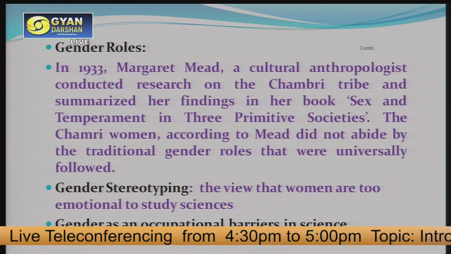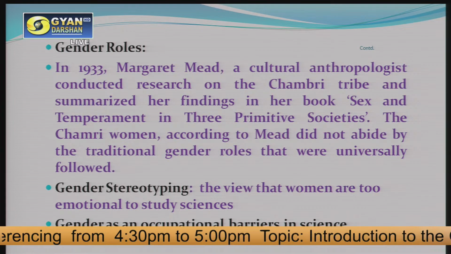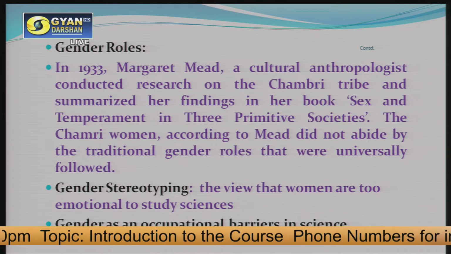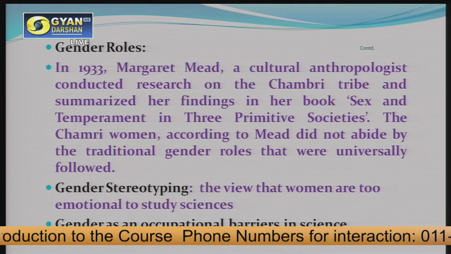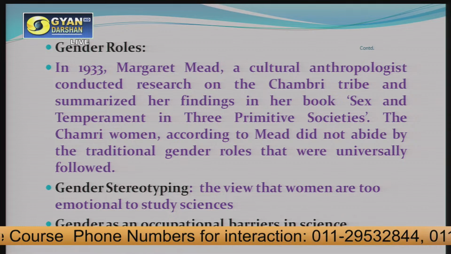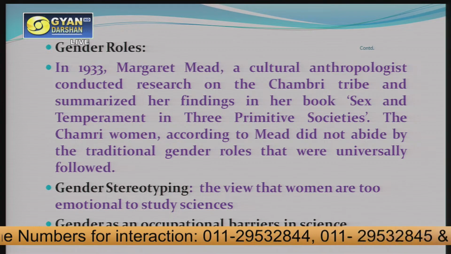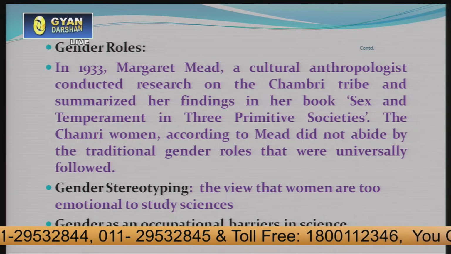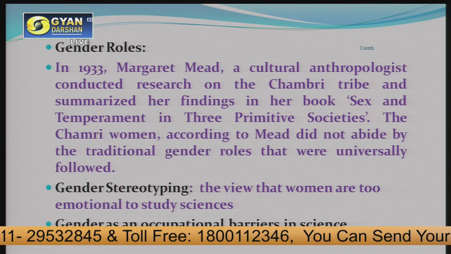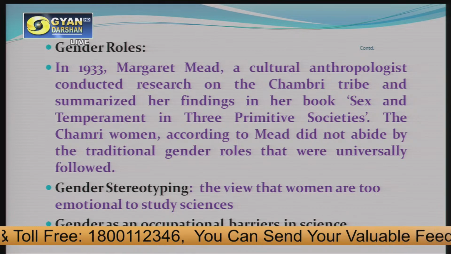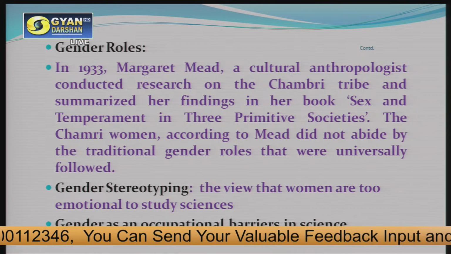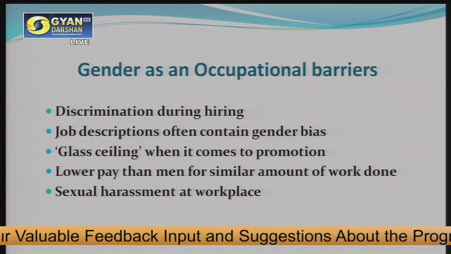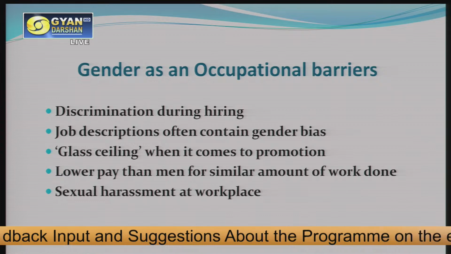And these gender stereotypes are there in every institution. So science in that sense is also male-centric and gender stereotyped. The view that women are too emotional to study science is a stereotype that exists, and therefore you could see that women were not so encouraged to do science when we were studying particularly. This created occupational barriers, with gender being a real occupational barrier to pursuing science.